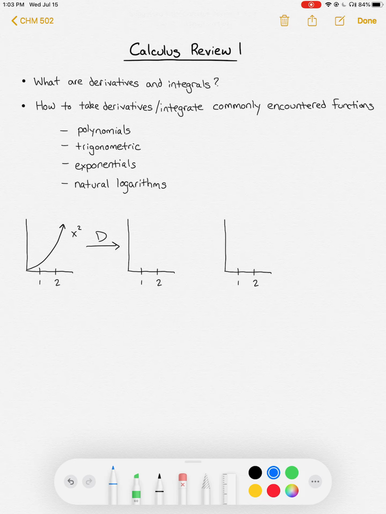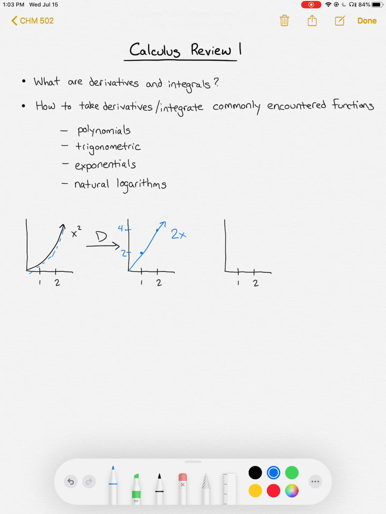So if we wanted to, we could take the slope here at x equals 1 and find out that that is equal to 2. And so we could put a point here at 1, 2, and we could do the same thing for x equals 2 and find that that slope is equal to 4. And so we could put a point here at 2, 4. We plot this, we get a line, and this is our derivative of our function x squared. In this case, it's 2x.